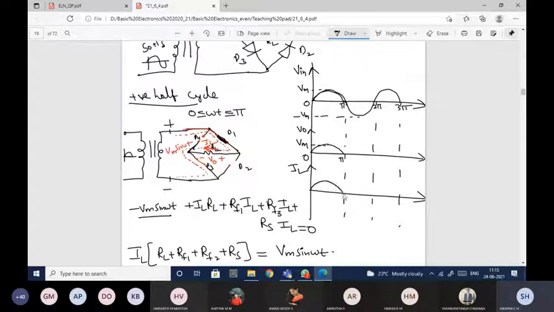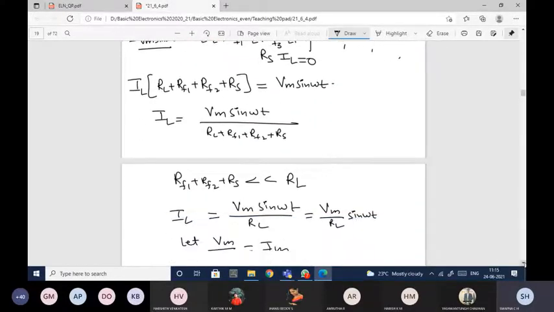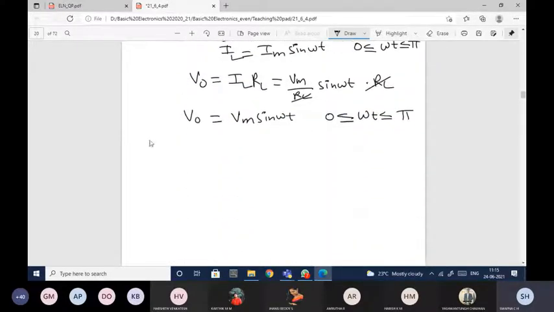So the maximum amplitude here is Im. And see the direction. You should be very particular with the direction. The direction is from right to left. The current direction for the positive half cycle is from right to left. We have to check the same thing for the negative half cycle as well. So now we'll go with the negative. Any doubts with the positive half cycle analysis?